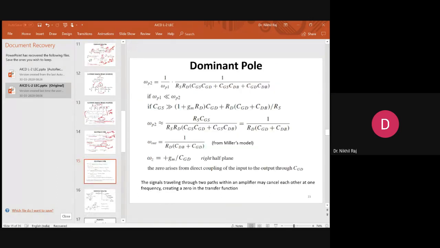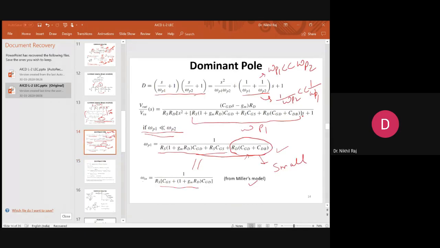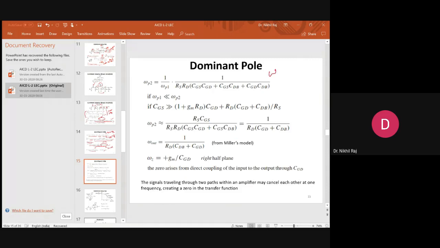Coming to slide 15. Now we have estimated omega p1. Then the question comes, what is omega p2? Because we should also know omega p2. So how to predict omega p2? If you look at the transfer function, it has this form, where s squared divided by omega p1 into omega p2 is equal to 1 by Rs Rd into zeta. This means omega p1 omega p2 equals 1 by Rs Rd into zeta.